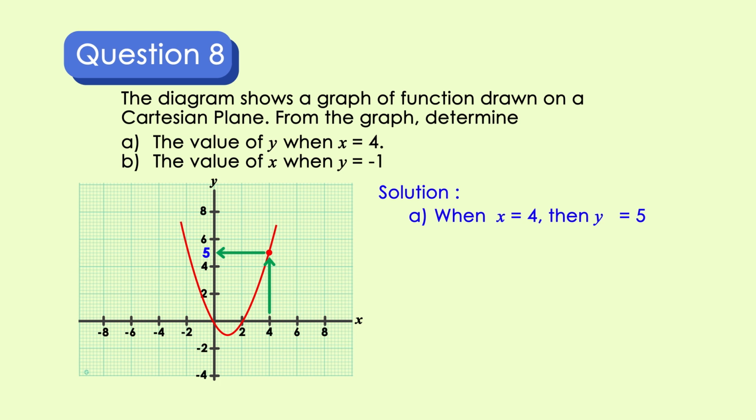Next, find the value of x when y equals -1. Again, on the graph, draw a straight line at y equals -1. Find the value of x that intersects with this straight line and the curved line of the function. So, when the value of y equals -1, then x equals 1.